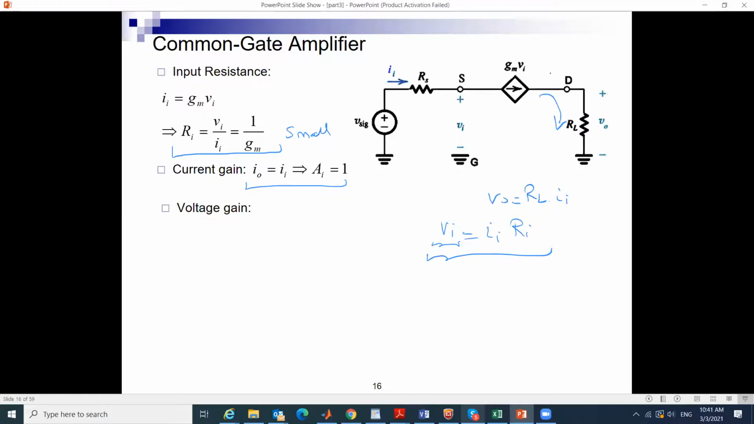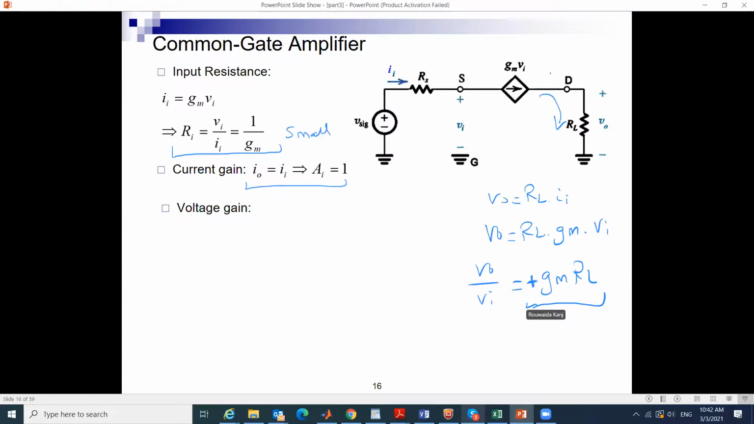Okay. So I have the Vn, actually I have gmVn, sorry, I have the relation gmVn already from Io. What is Vo? Vo is RL times Io. What is Vo? That is RL times gm times Vn. So Vo over Vn is equal to what? gmRL.